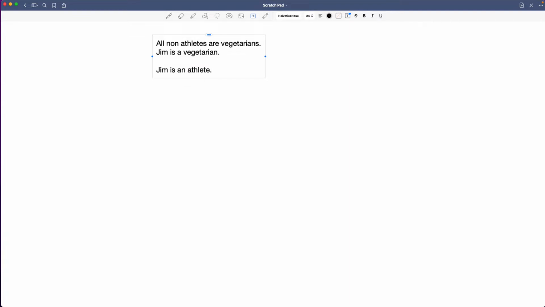All right. So let's look and see what we have here. All non-athletes are vegetarians. All right, I typed that wrong, and that's going to make a difference, so I need to fix it. Jim is a non-vegetarian. Therefore, Jim is an athlete. That's really confusing. So what we have to do is we have to use something here.